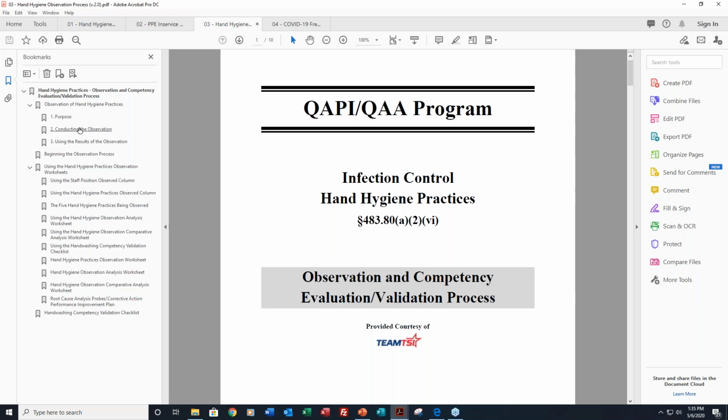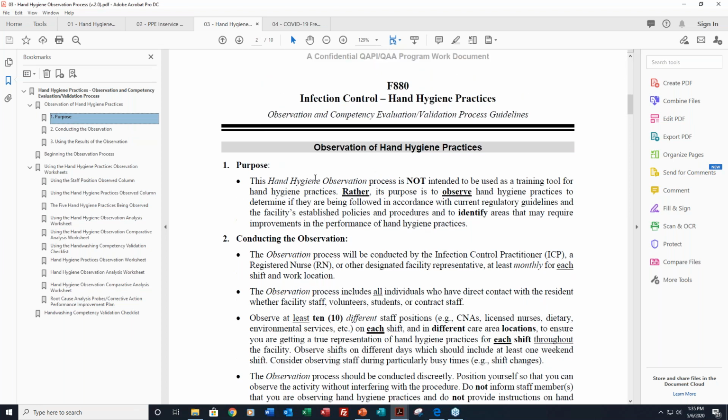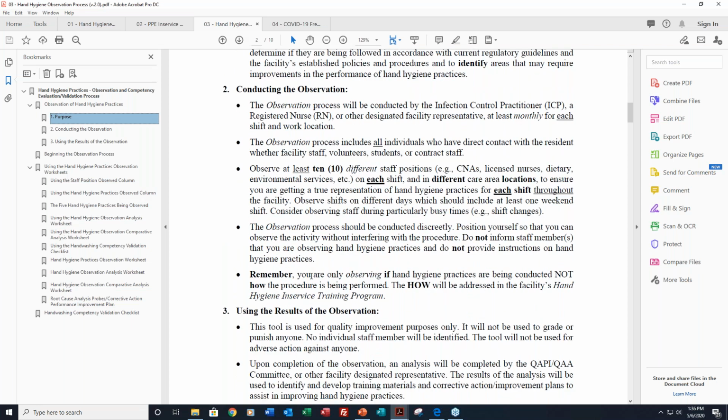In addition to that, it has the administrative guidelines that drive it. And notice the very first one: this hand hygiene observation process is not intended to be used as a training tool. Its purpose is to observe hand hygiene practices. So we're going to observe those five key moments. That's what we're looking for because that's what our training is based on. That's what the World Health Organization teaches. So this observation is based on your in-service training program, and it talks about how to do that.